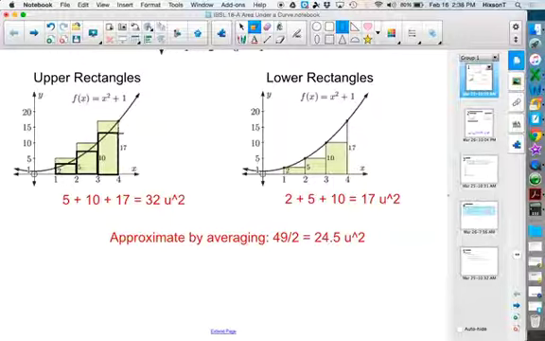That's true. Closer to the exact. Why would it be closer to the exact? You're leaving out less or overestimating less. We're both leaving out a little bit and we're adding a little bit, right? If you look at this here, we're leaving out this piece right up here. We're leaving out this piece right up here. We're leaving out this piece right up here.